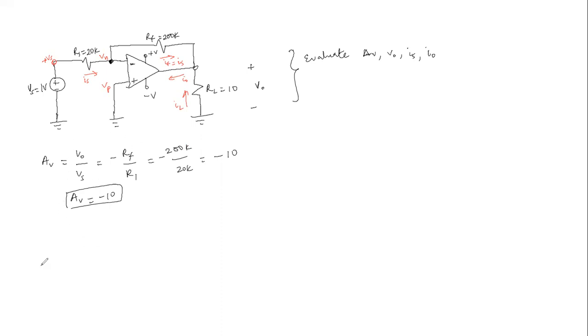Also, from the closed loop gain formula, we can estimate the output voltage because we have V naught over V sub S, the same as negative R F over R 1. Now we have the source voltage to be 1 volt. So this will give us V naught divided by 1 equals minus 200K over 20K. And now V naught will be the same as negative 10 volts.